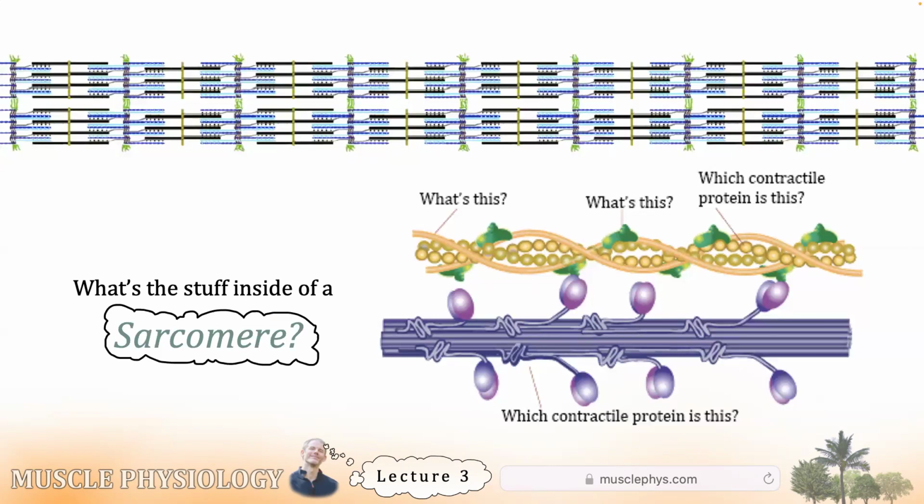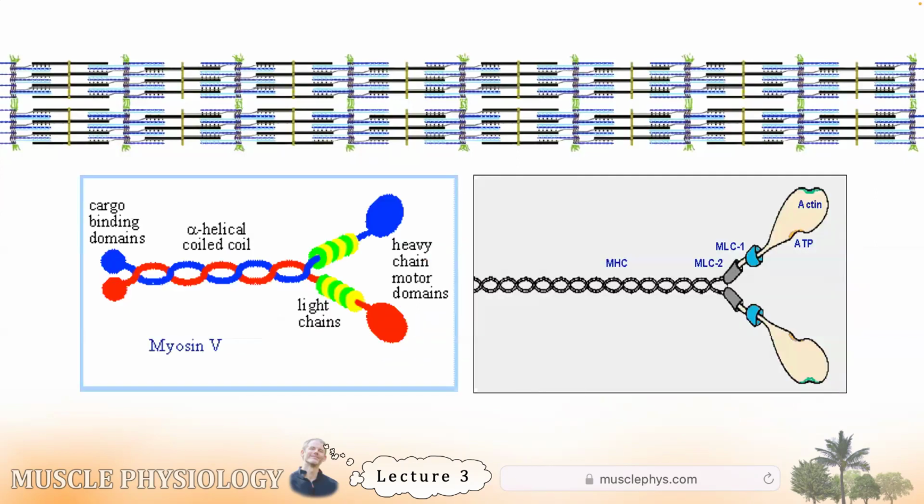So what's the stuff that's inside of a sarcomere? Some of it's shown in this diagram. You'll have to be able to label the parts on a diagram like this. You'll need to label the parts, so we'll start doing that.